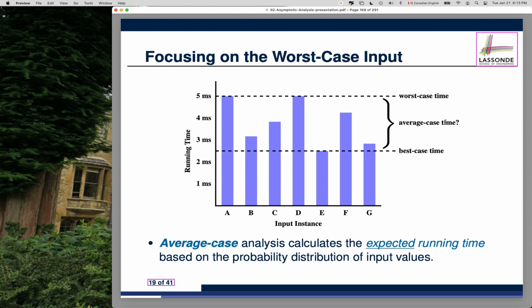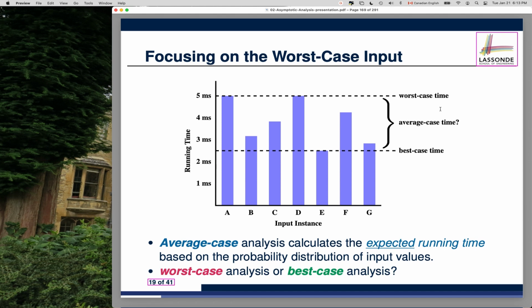Otherwise, just remember the principle. For this course, we only focus on worst case. We don't ever want to underestimate the running time. You'd rather be over-prepared for the outcome.